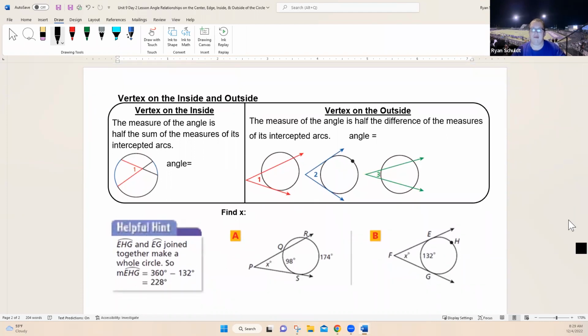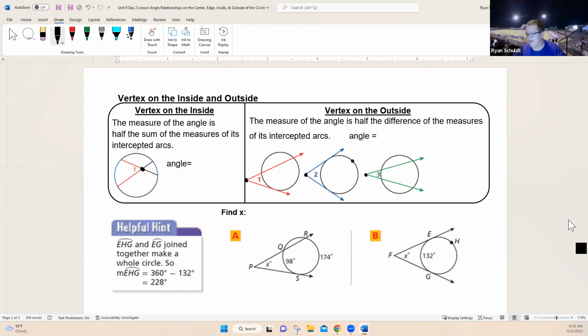Okay, so if the vertex is inside the circle or outside the circle, it's not on the circle like the ones we just did. The vertex was on the edge of the circle. Now we're in the middle of the circle, or we are completely outside the circle.